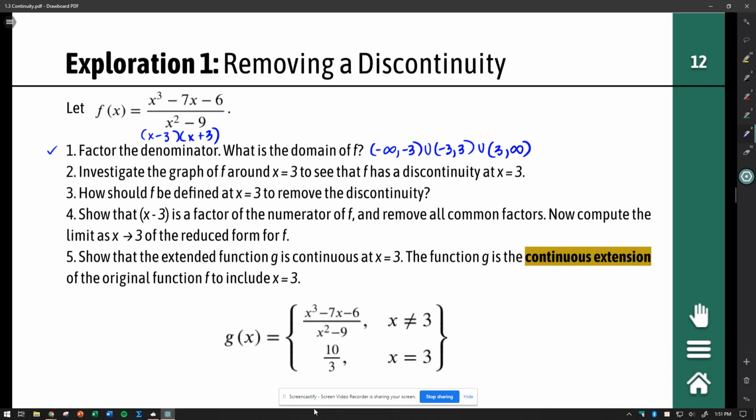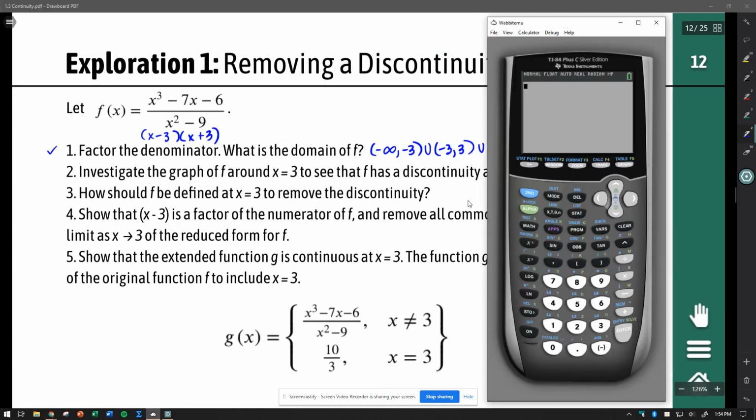Next up, we want to investigate the graph of f around x equals 3 to see for sure that f does have a discontinuity at x equals 3. So let's take a look at the graphs. We're going to pull up our graphing calculator and hit the y equals screen, and let's start typing in this function's rule. So we have x to the third minus 7x minus 6, and that's on top of x squared minus 9. And let's go to zoom. I like zoom decimal. Let's try this.